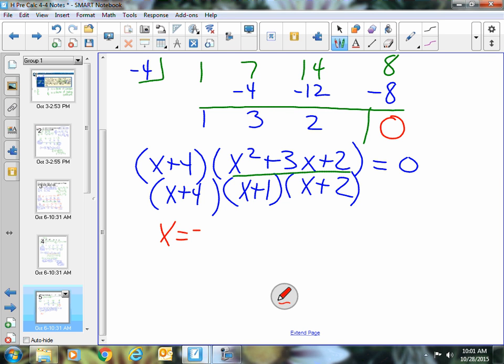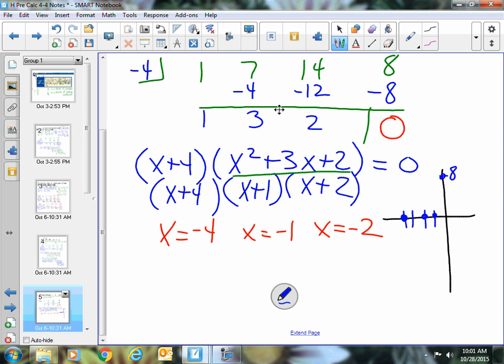So I have x equals -4, x equals -1, and x equals -2. This one actually has 3 real rational roots. Say that 5 times fast. I'm not even going to try. So we have 3 real rational roots, one at -4, -2, -1. The y-intercept is up here at 8.